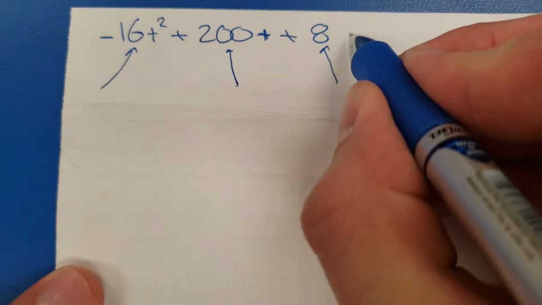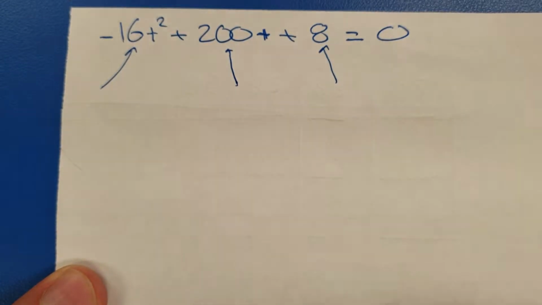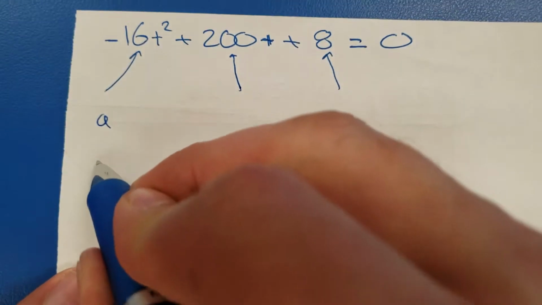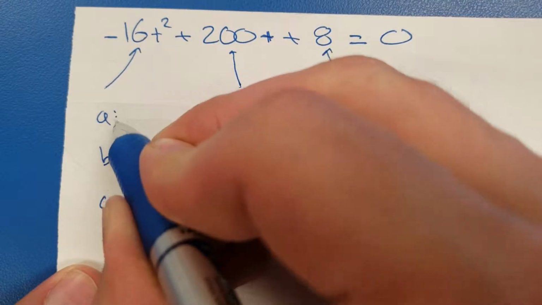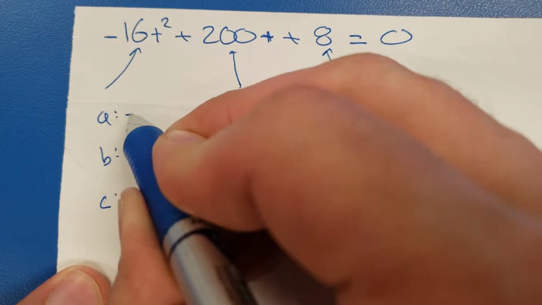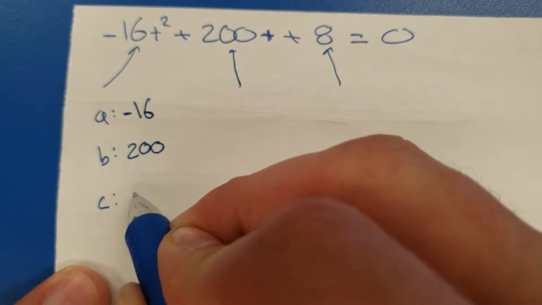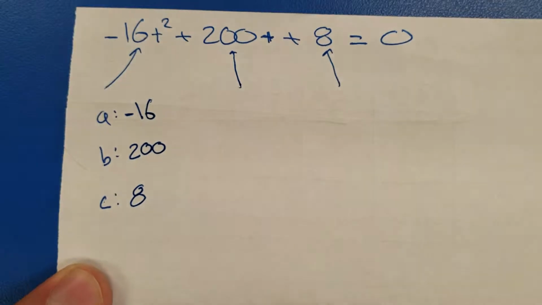So after all, when does this thing reach zero? Okay, hey, look, I already set it equal to 0. Let's go. A value, B value, C value. Okay, A value is negative 16. The B value is 200, and then the C value is 8.